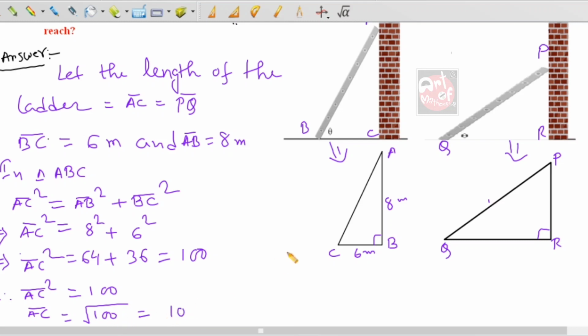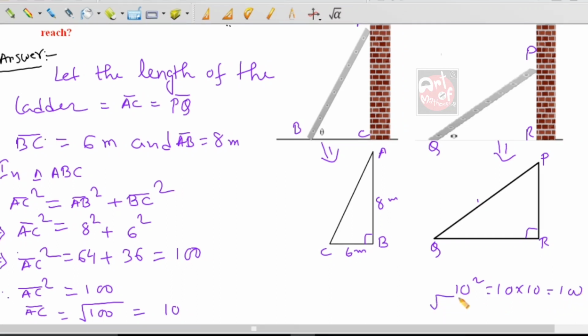Square root of 100 means, what squared gives 100? 10 into 10, that gives 100. So root over 100 gives root over 10 into 10.